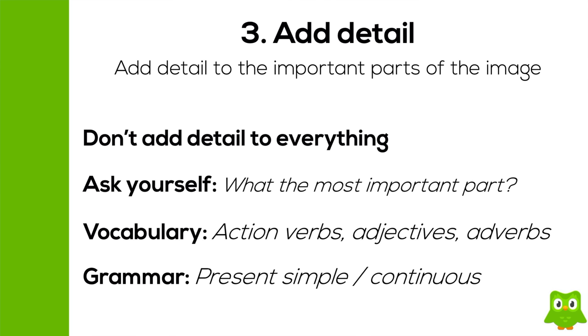For vocabulary, you want to use things like action verbs. So you want to describe what the people are doing. And of course, you should use adjectives to describe the nouns in more detail and adverbs to give more detail and more information about the actions or the verbs that are taking place. And for the grammar, again, you can just use the present simple and present continuous.